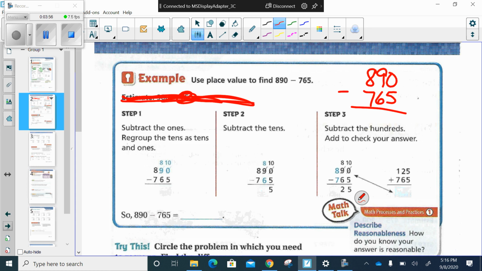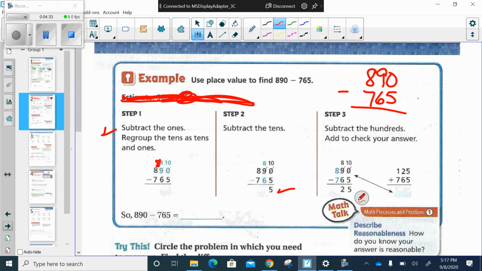We're going to subtract the ones right here, step 1. Always start with the ones, the one on the right-hand side. So 0 minus 5. You can't do it. If I don't have any cookies, you can't take 5 from me. So I'm going to borrow a 10 from my neighbor. He says, I have 9 tens, so I'll give you 1. So now I have 8 tens, and I go from 0 to 10. Easy peasy, right? So 10 minus 5 is 5.